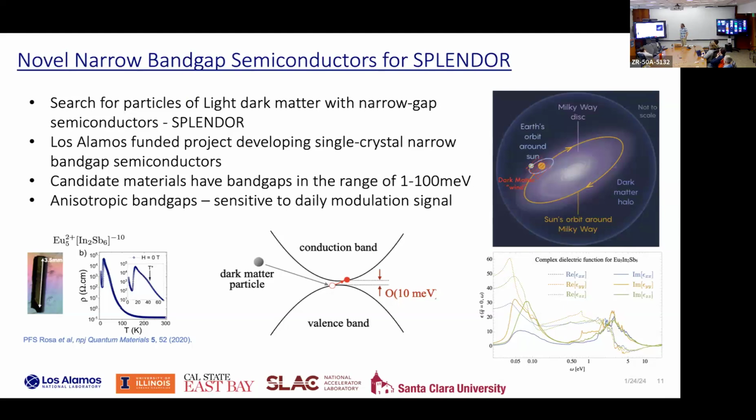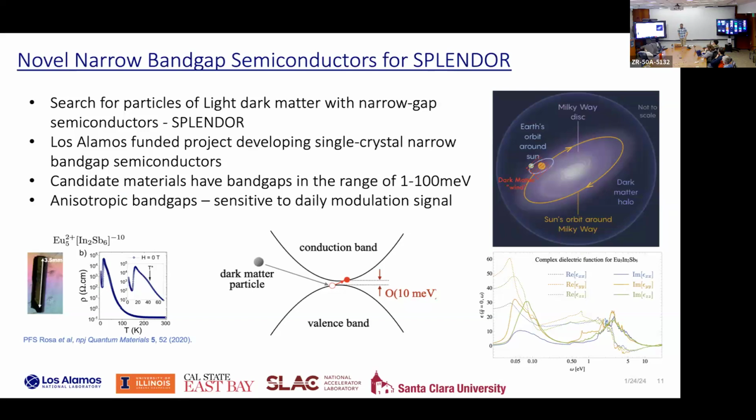The project that I've spent the past couple of years on is a Los Alamos LDRD funded project that we've called the SPLENDOR experiment, which somehow stands for the Search for Particles of Light Dark Matter with Narrow Gap Semiconductors. I can't figure out how we came up with that, but it sticks.